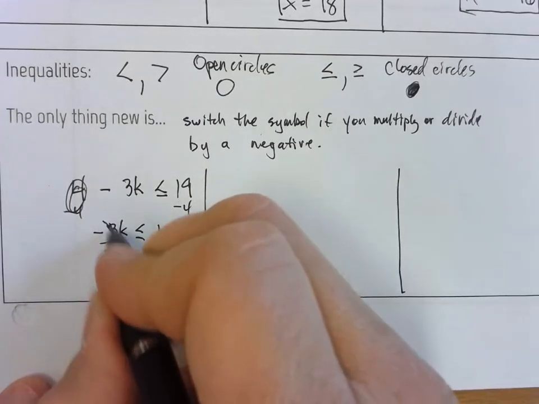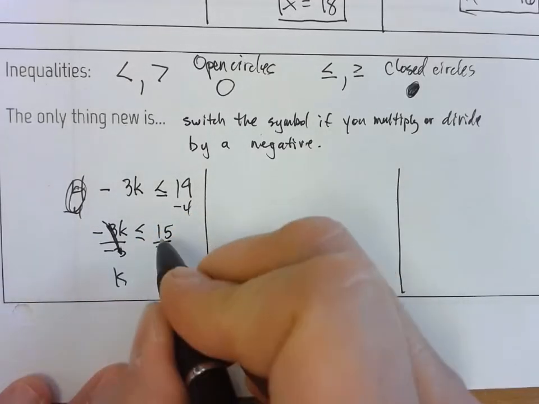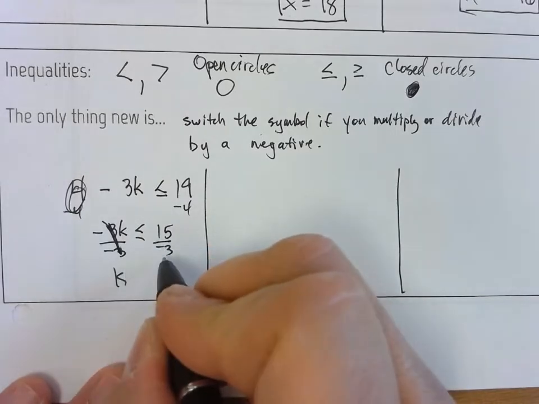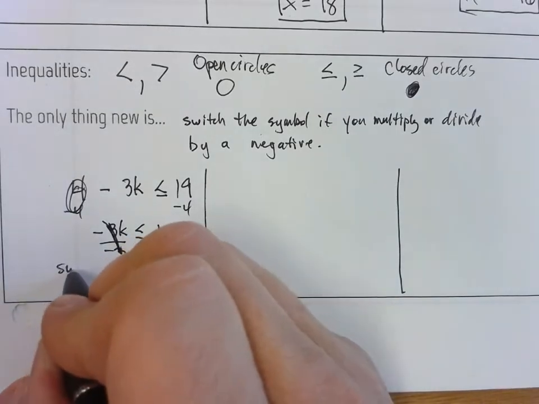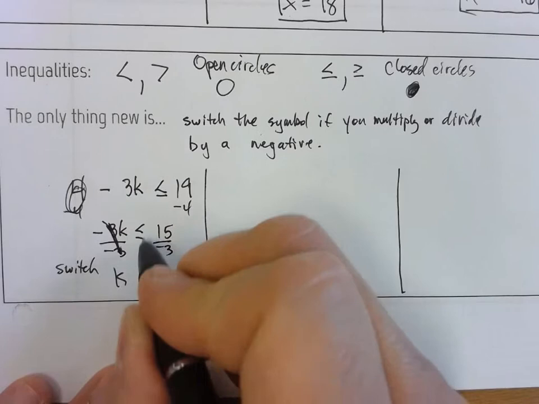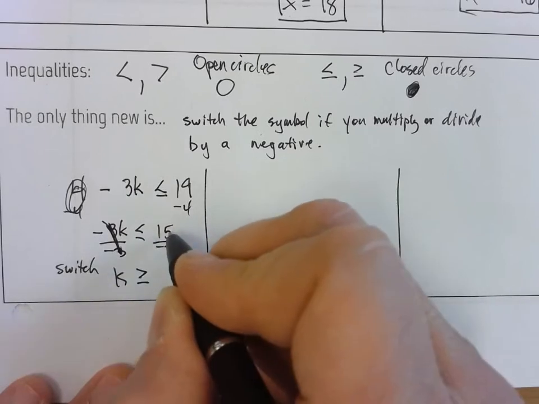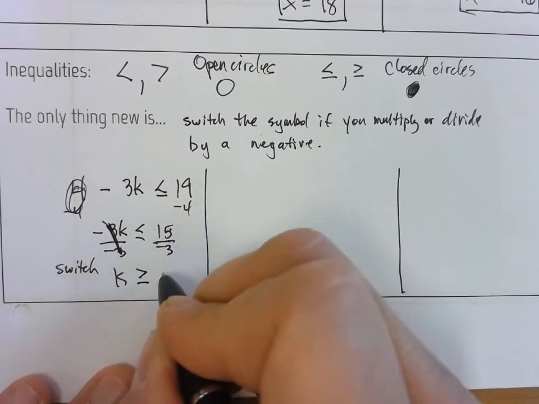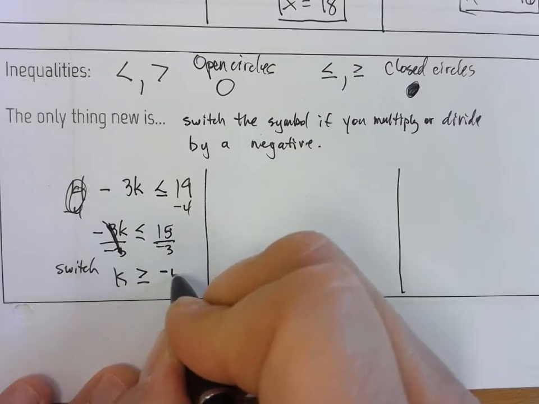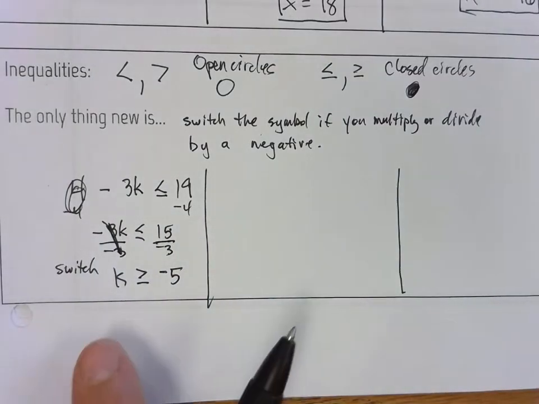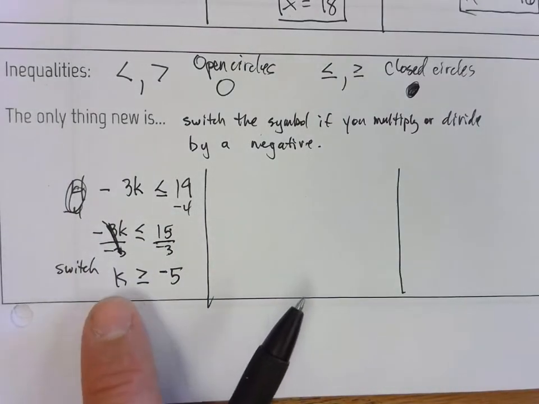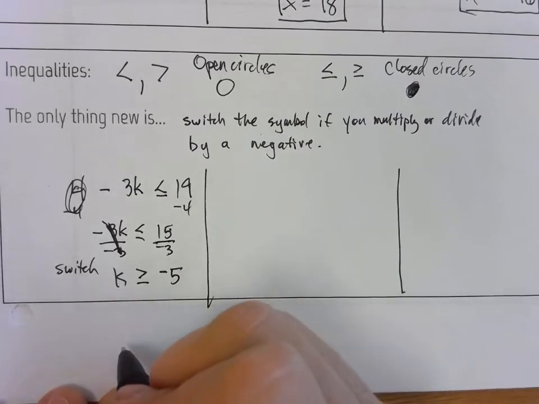Negative divided by negative cancels out there. Did I divide by a negative in this problem? The answer to that is yes, so I need to switch the symbol to greater than or equal to, and 15 divided by negative 3 is negative 5. You always want to try to get the variable on the left, okay? Always try to get the variable on the left. That makes the graphing easier.